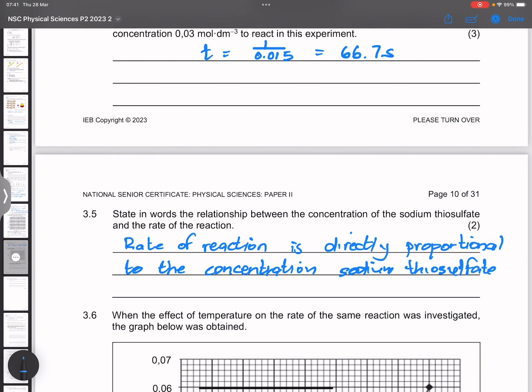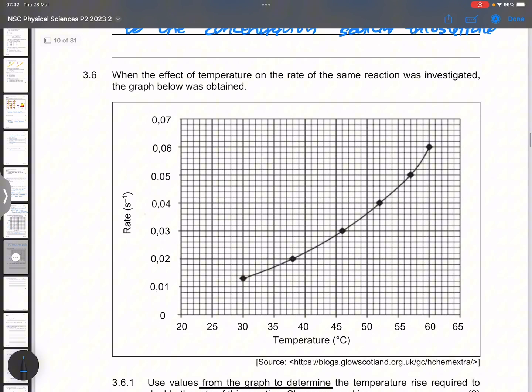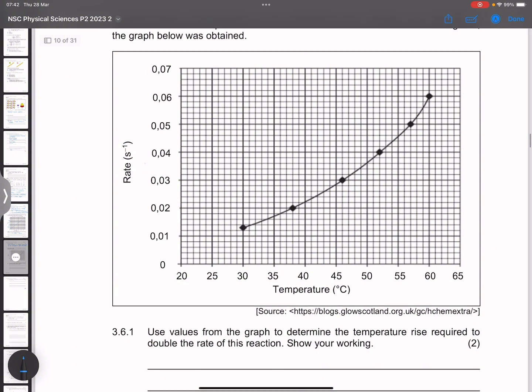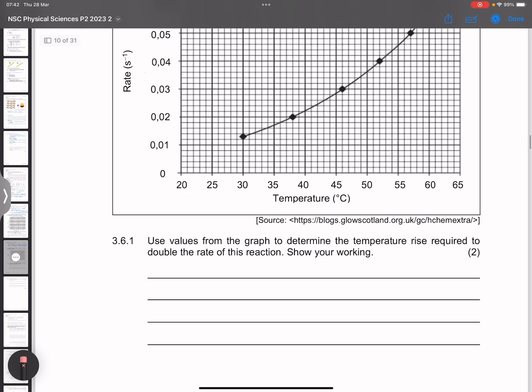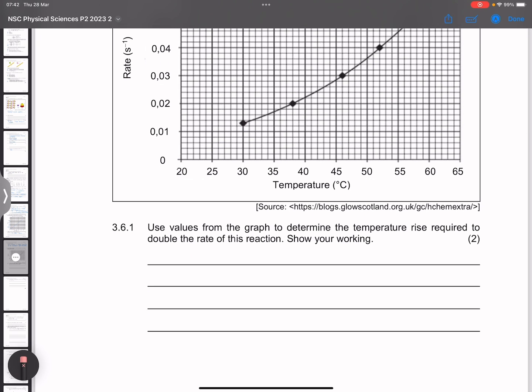All right. Or you can say as the concentration of sodium thiosulfate increases, so does the rate of reaction. Okay, now the next question says, when the effect of temperature on the rate of the same reaction was investigated, the graph below was obtained. Now you can see there's an increase there. As I increase temperature, so does the rate of reaction. Of course, it doesn't increase in a linear way this time. It seems it's an exponential increase, right?